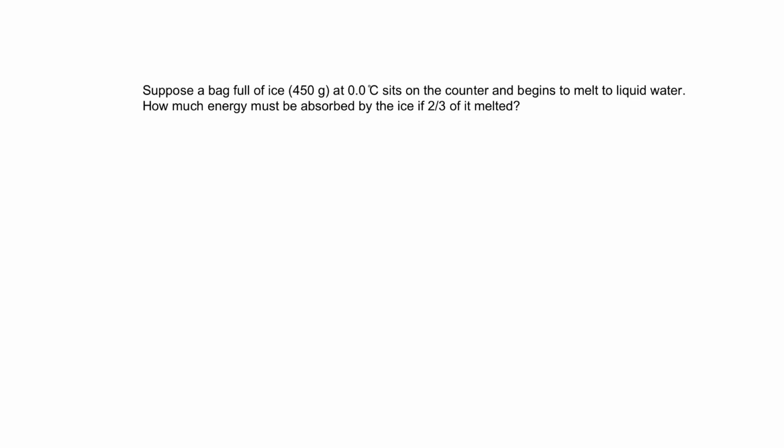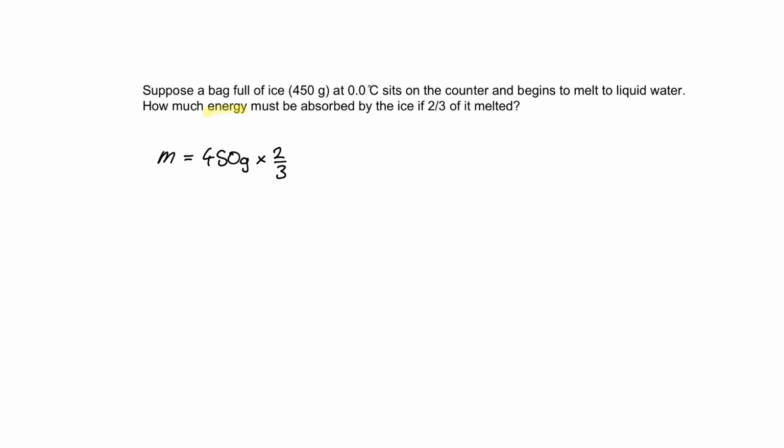This time, again, it's the energy. It's asking us how much energy is absorbed to melt 2/3 of our ice. Well, how much is 2/3? Well, our original mass up here is 450 grams. So our mass is equal to 450 grams, but we're only melting 2/3 of it. So we can just times this by 2/3.